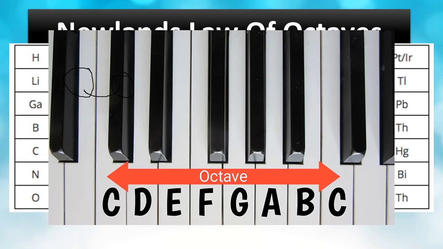Now where does the name law of octaves come from? Well, let's look at a musical octave on a keyboard. We see that the starting note is C and the ending note is also C. Now if we look at it from a Carnatic music point of view, this will be sa, and this end will be sa. So it will go like sa ri ga ma pa da ni sa. And as we see, the starting sa and ending sa sound similar, but they are not the same. This is why this law is known as the Newlands law of octaves.